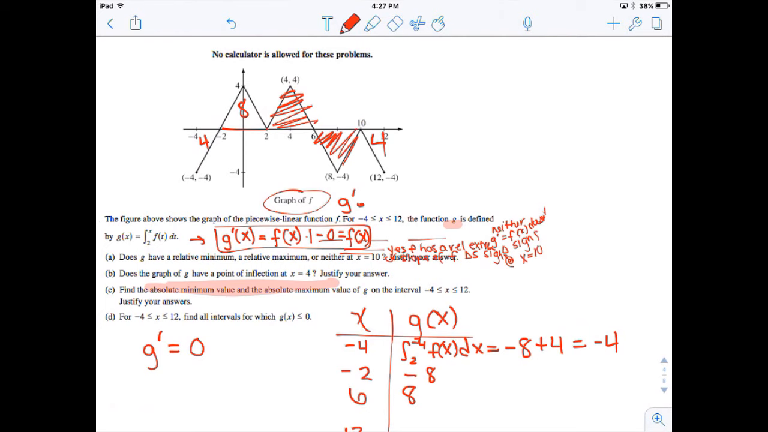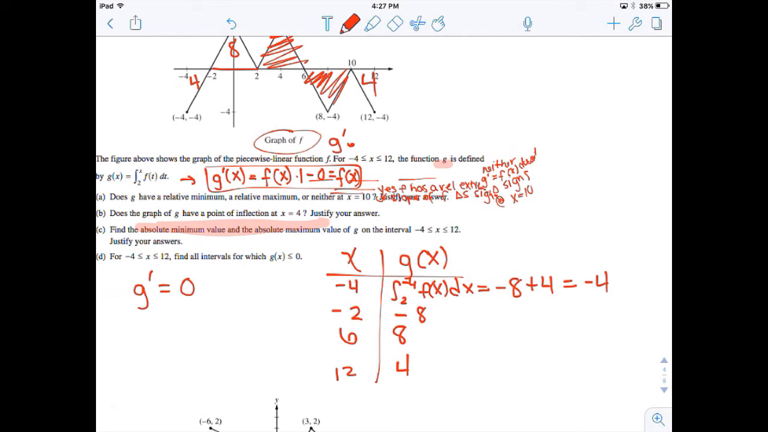So notice what we have here. The absolute min is negative 4, and the absolute max is 8. And notice it does not say where they occur, it says what they are, right? And justify, this table counts as justifying, as long as we know that we're looking at those as your candidates, right? So normally the points come from identifying your candidates, looking at the endpoints, and evaluating.